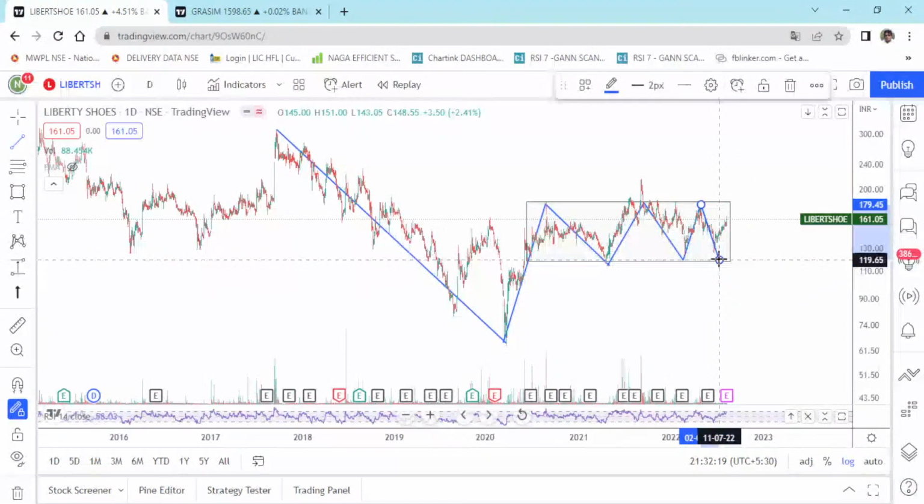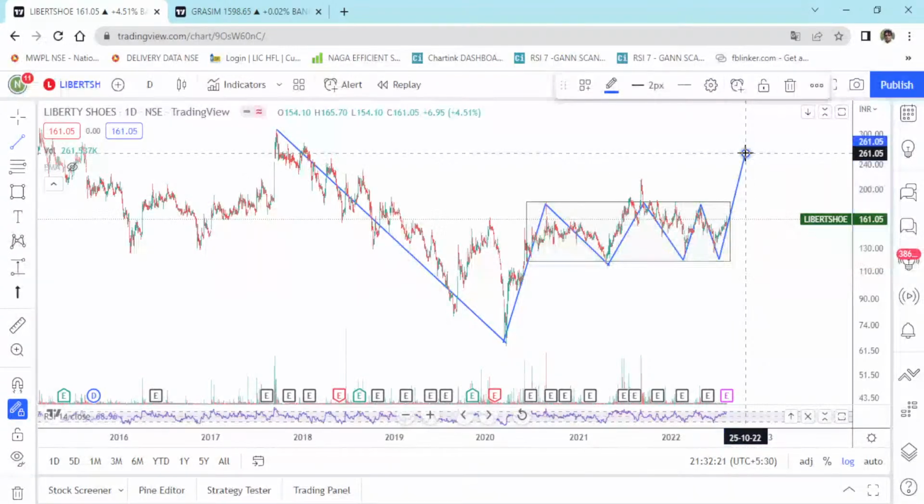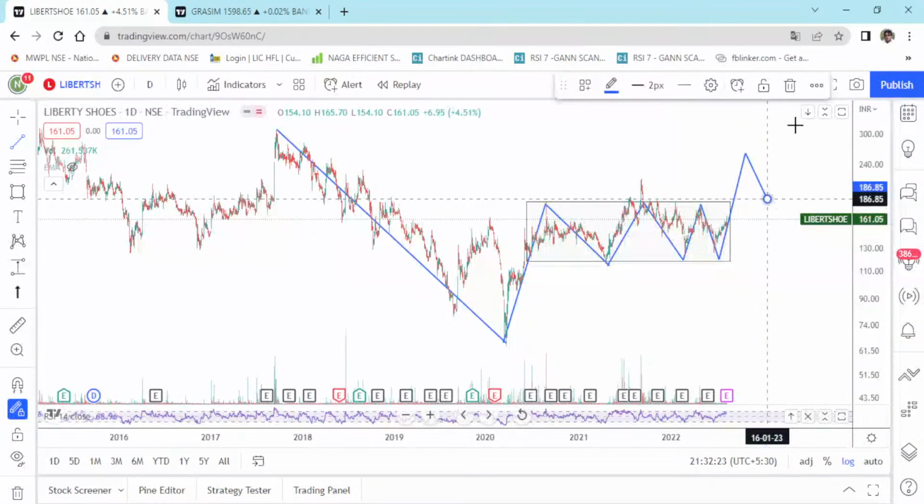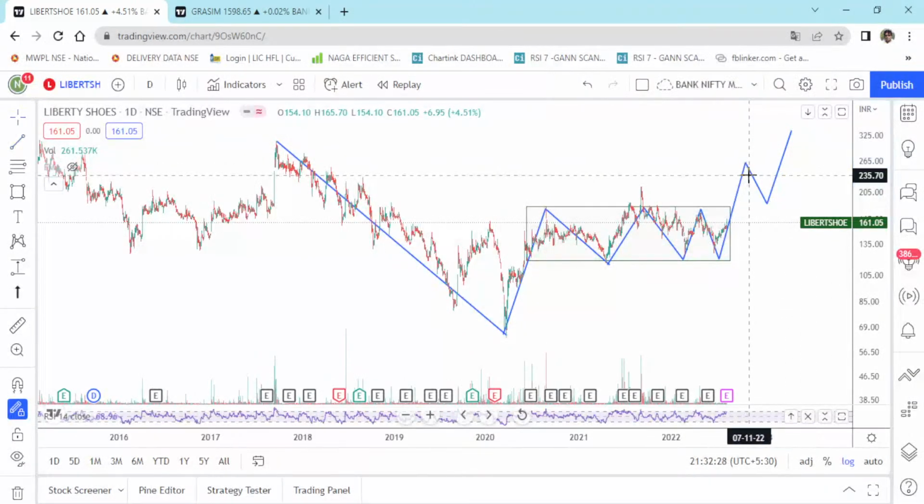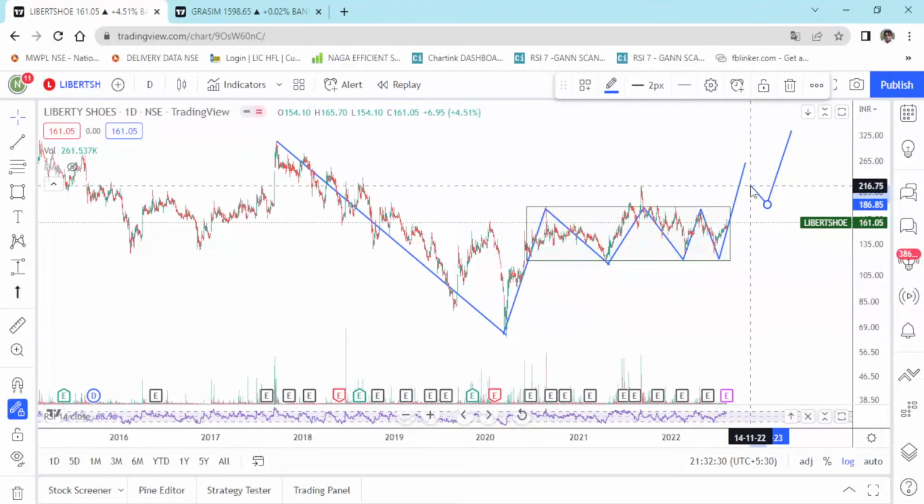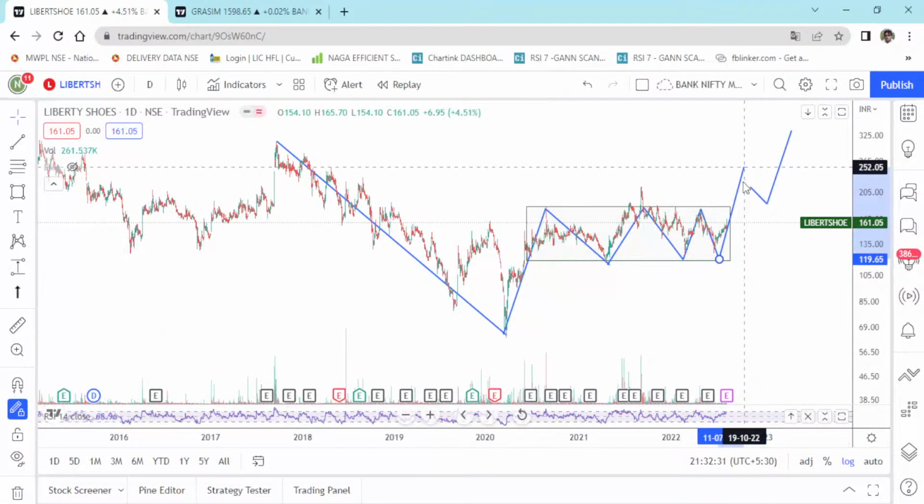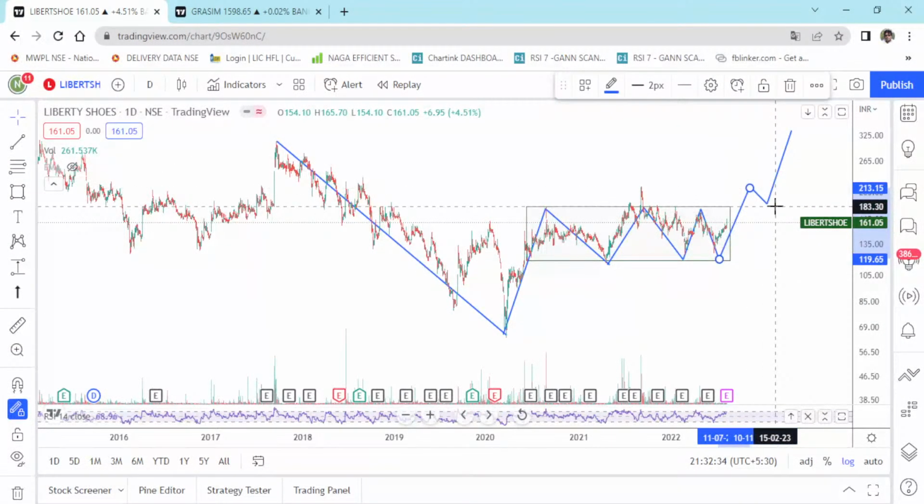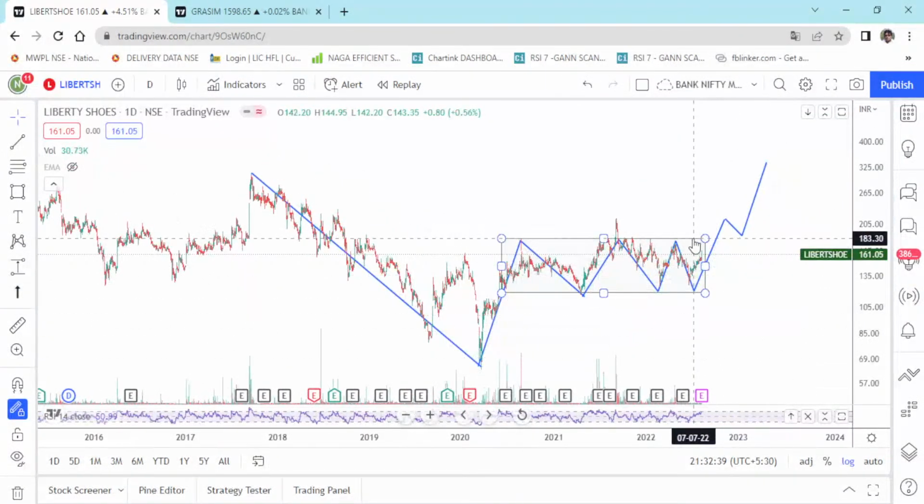If the stock is going to move up like this, it can come down, retest like this, and it can again go to a new high. That is a very high possibility. So that is why I have picked this stock. So what can happen if the rectangle is getting broken? That is how we can derive the target.